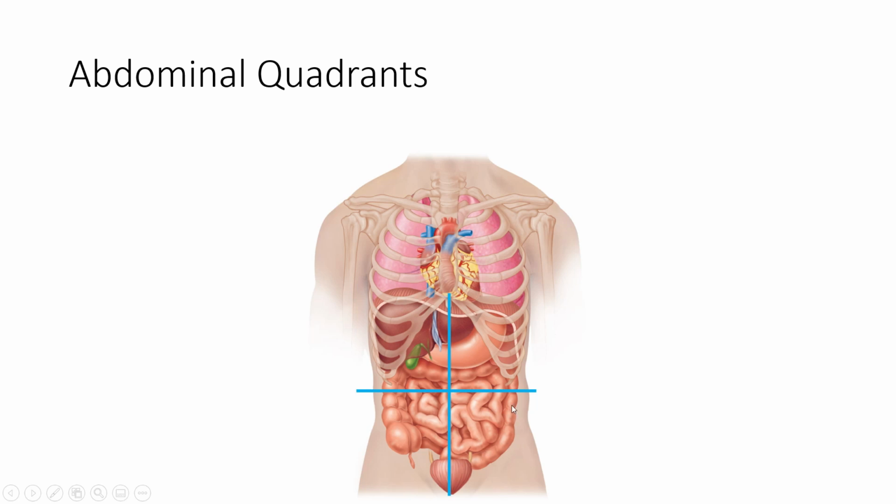Sometimes these are abbreviated by the first letter of each one of those words. So the right upper quadrant would be called RUQ, the left upper quadrant LUQ, the right lower quadrant RLQ, and the left lower quadrant LLQ.